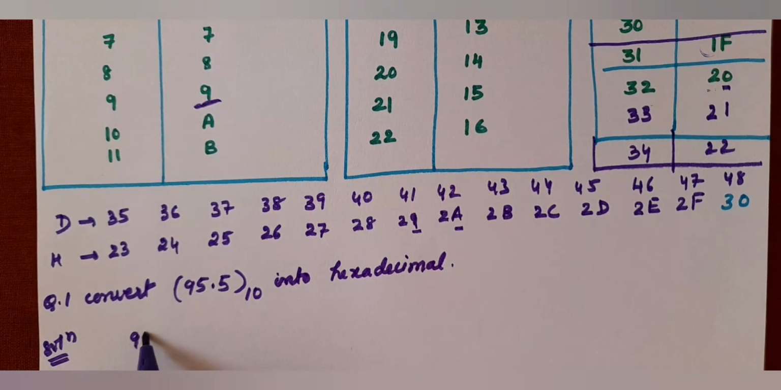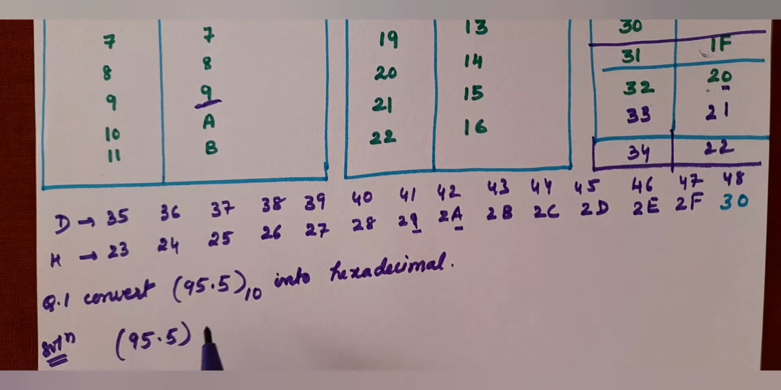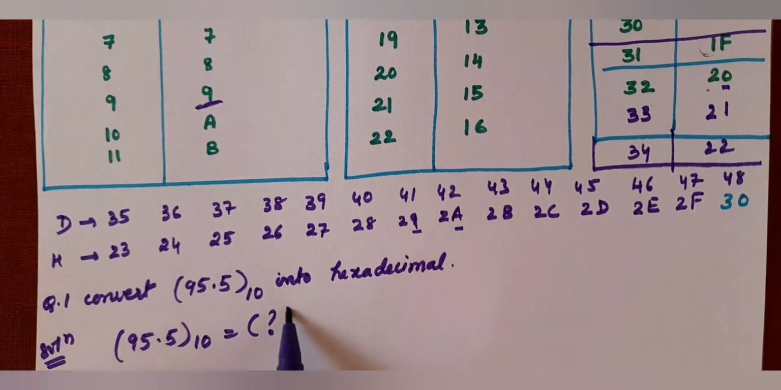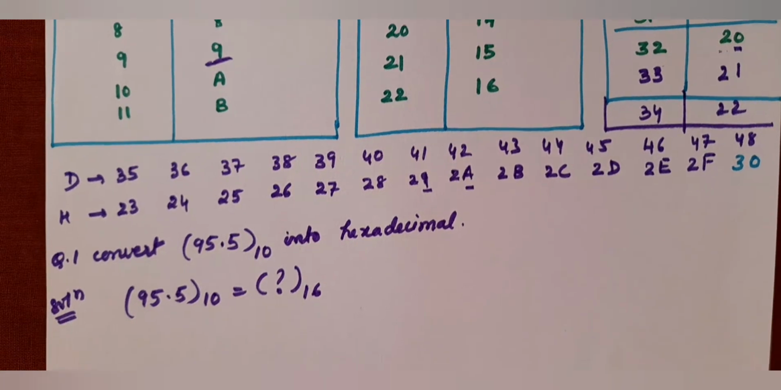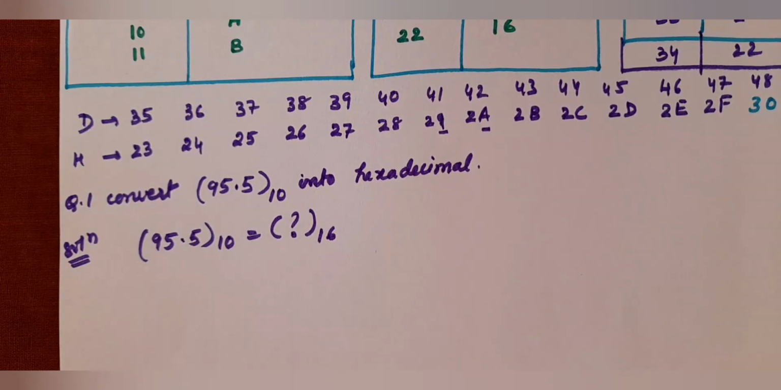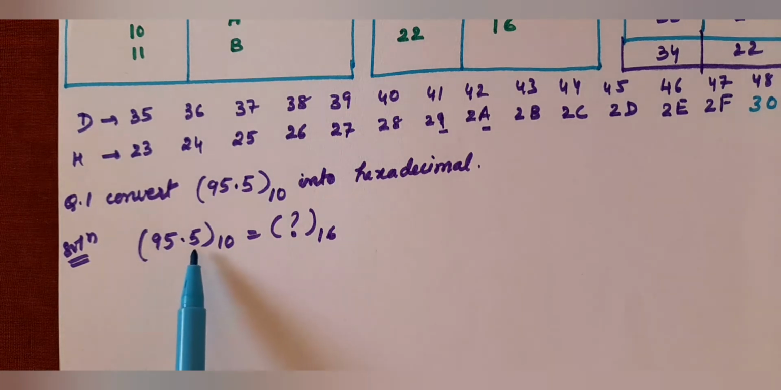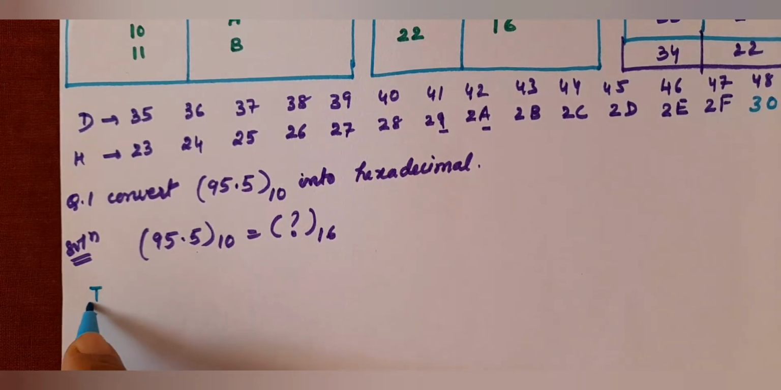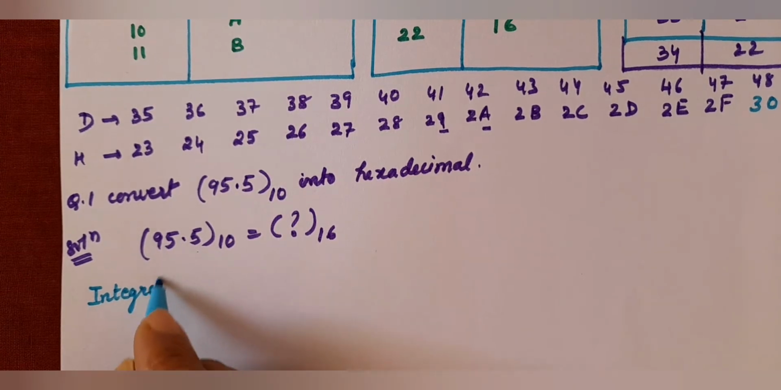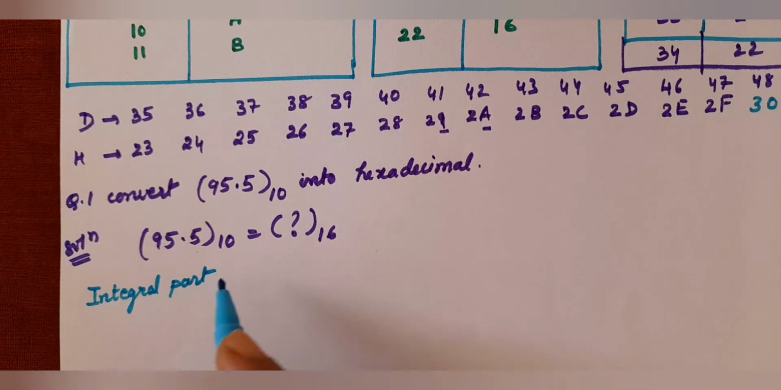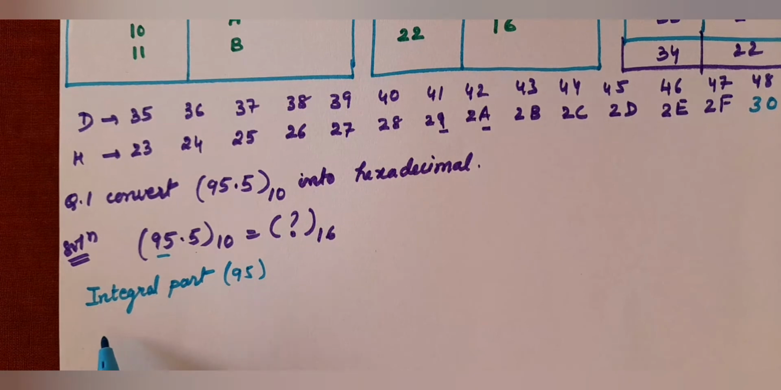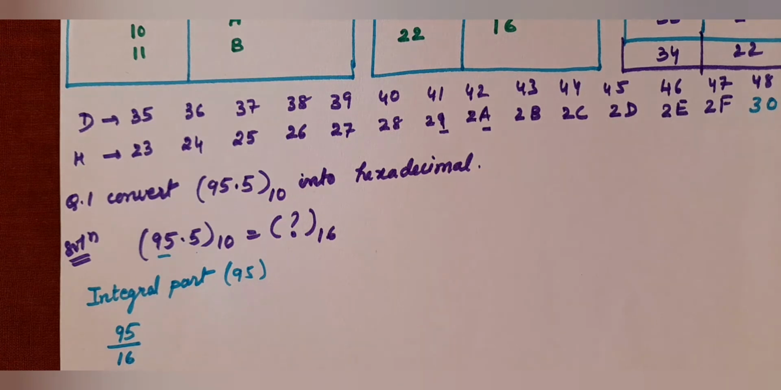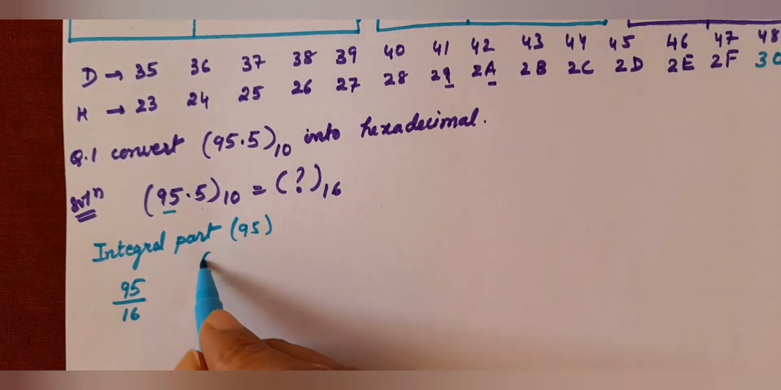What you have to do? Write that 95.5 is the given decimal. You have to find its hexadecimal. The base of hexadecimal is 16. So, here you can observe there are two parts, the integral part and the fractional part. For the integral part, what is the integral part here? 95. Okay. So, divide 95 by 16 because it is hexadecimal. What is the quotient coming?